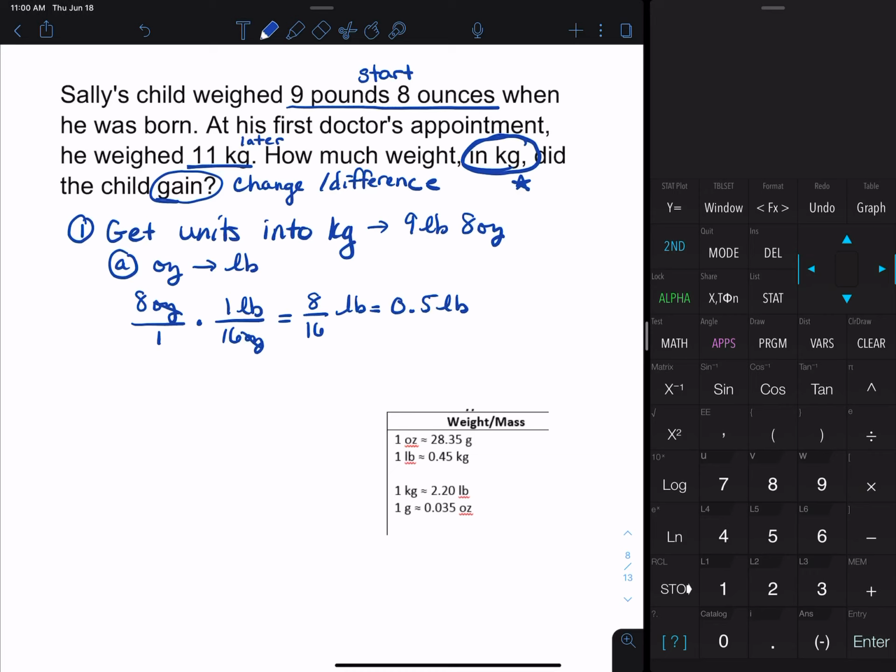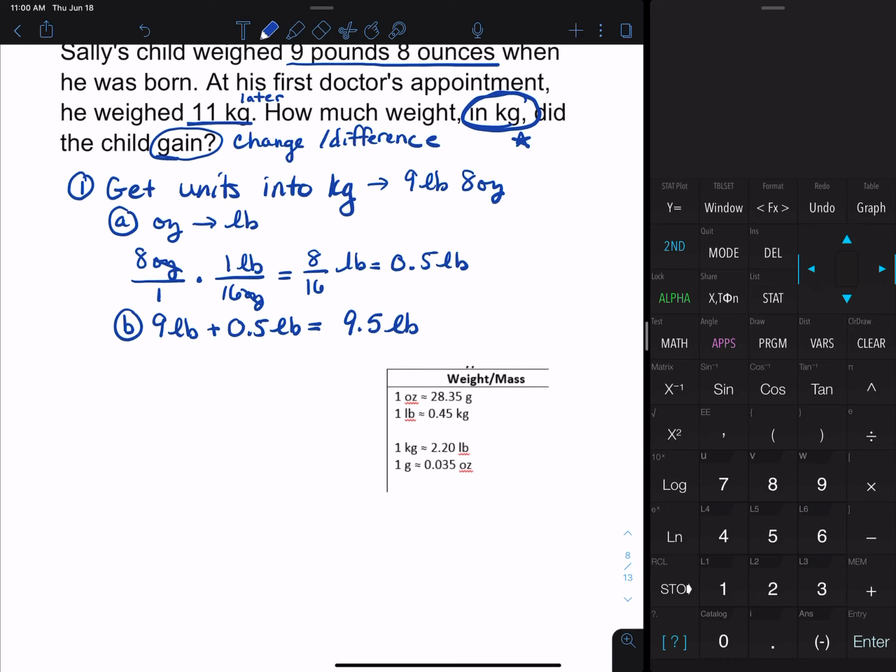Then I can add those 9 pounds to it. So the original weight, that 9 pounds, plus that half a pound, tells me that this child weighed 9.5 pounds. But I don't want the answer in pounds. I want this number in kilograms. So I have the 9.5 pounds. It's involving that English system or standard system, so I'm going to use dimensional analysis. I know I'm going to want pounds to cancel out and my kilograms to be left.